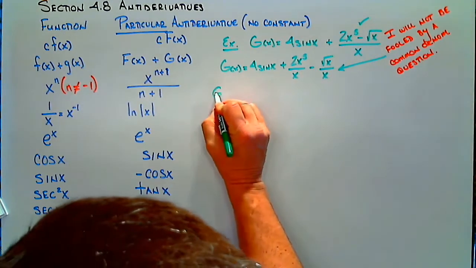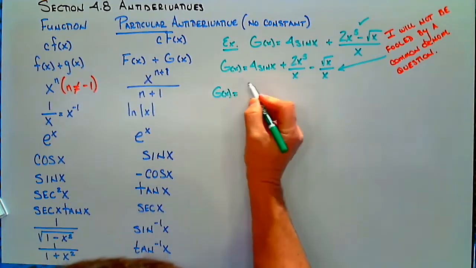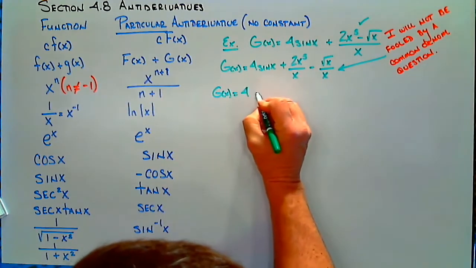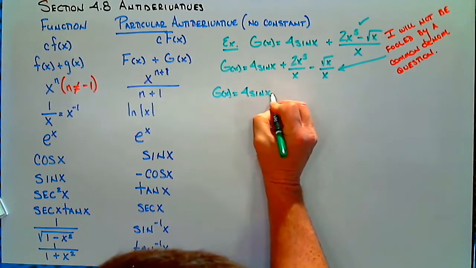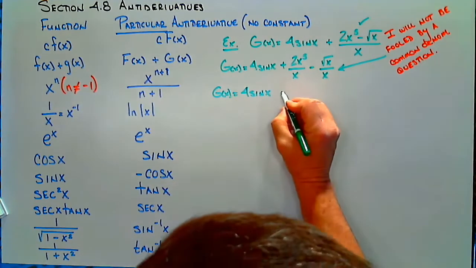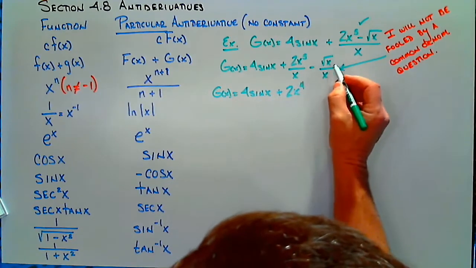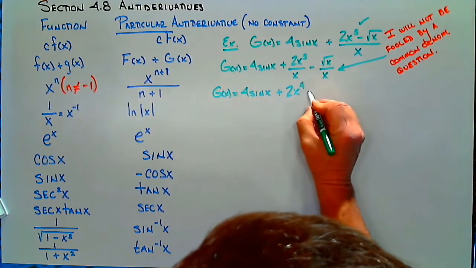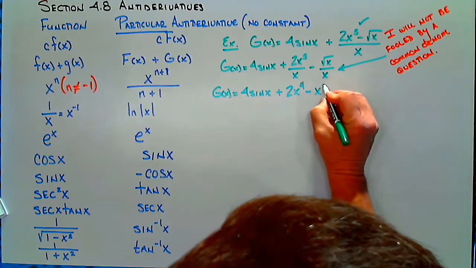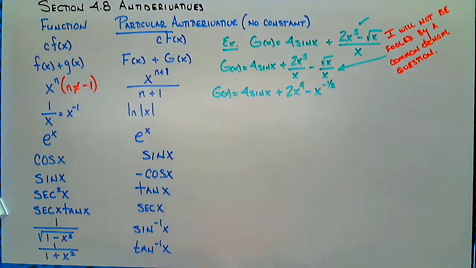Now, if we rewrite this, right? If we rewrite it, again, we're working with capital G. I'm not doing any work here in terms of the antiderivative. I have 4 sine x plus, this is 2x to the 4th. This is x to the 1/2. So this is minus x to the minus 1/2, right, when we simplify this. Now we have something that we can take the antiderivative of.